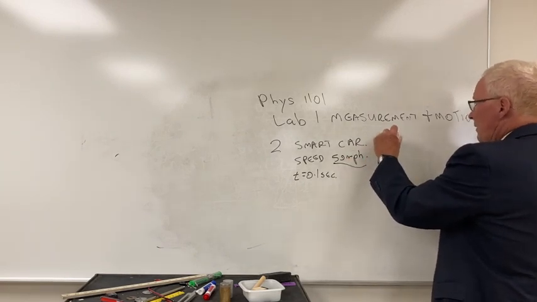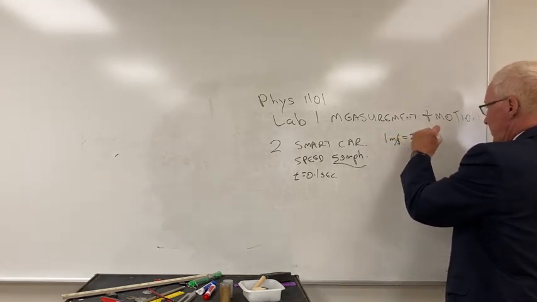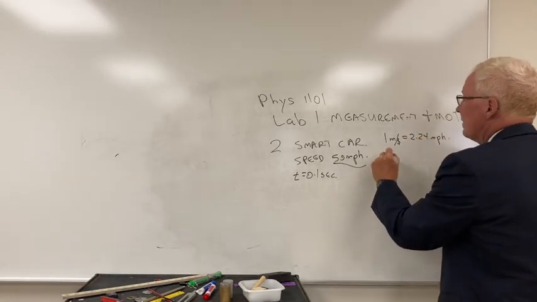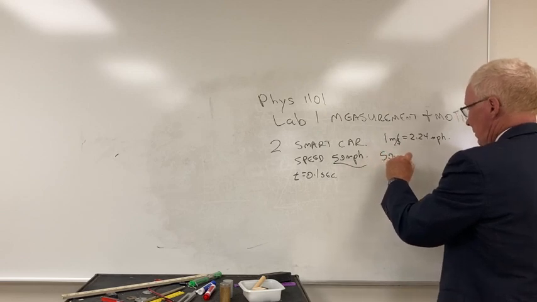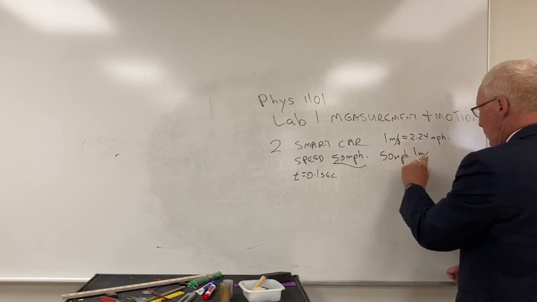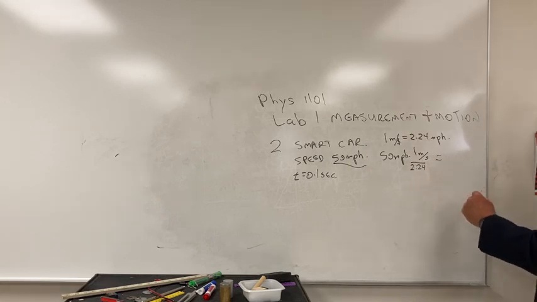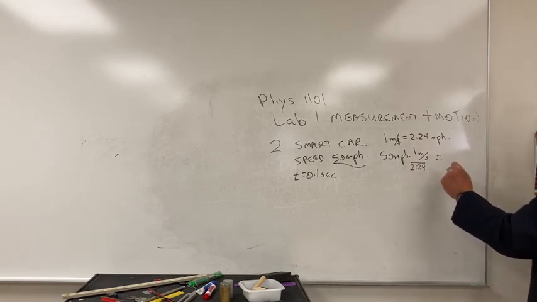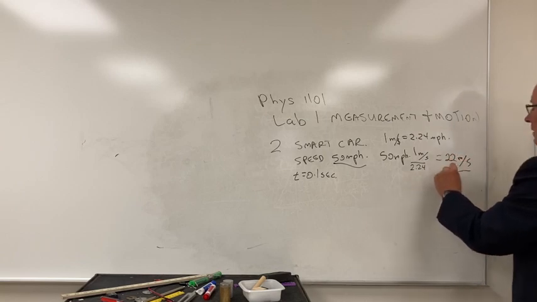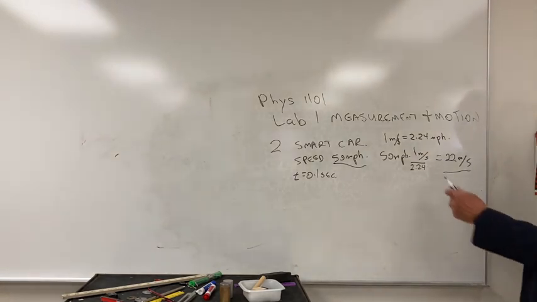So if we want to convert, 1 meter per second is 2.24 miles per hour, right? So to convert 50 miles per hour, it's times 1 meter per second over 2.24, which turns out to be roughly about 22 meters per second, right? So that would be how fast it's going.